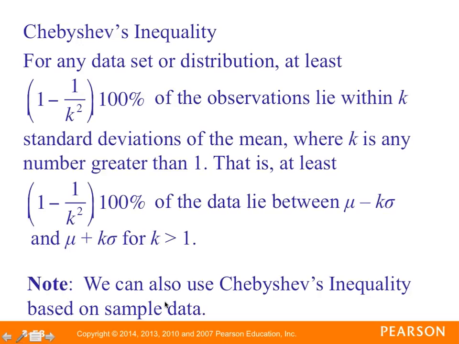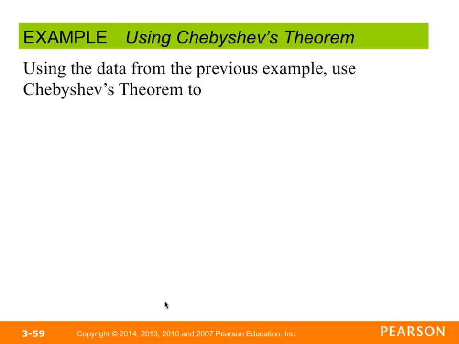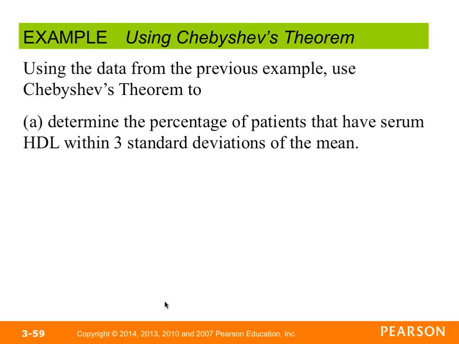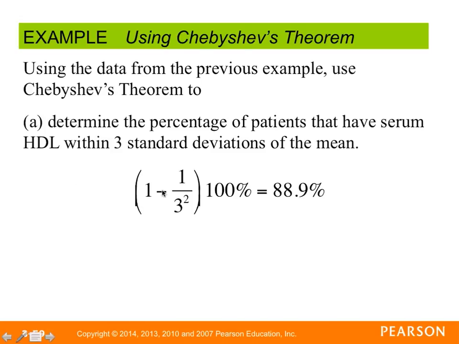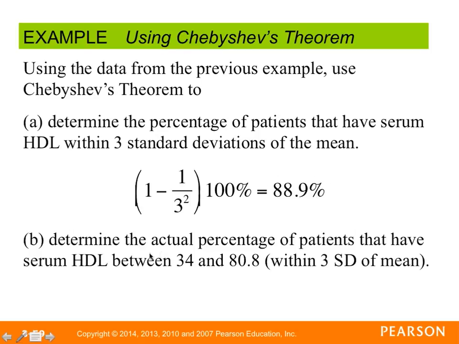You can also use Chebyshev's inequality based on sample data. So let's use the data from the previous example to determine the percentage of patients that have a serum HDL within 3 standard deviations of the mean. We take 1 minus 1 over 3 squared times 100%, and this gives us 88.9%. Then determine the actual percentage of patients that have serum HDL between 34 and 80.8. If we look at the actual data, we get 52 out of 54, that's 96%. So Chebyshev's gives you a minimum, okay? And then if we look at the actual data, we can see what our actual percentage is.